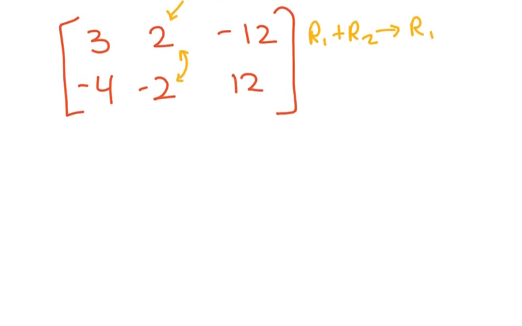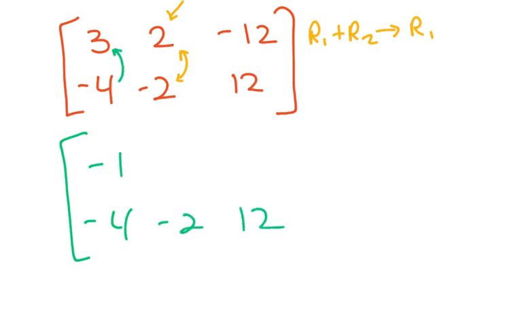So I'm not doing anything to row 2. I'm leaving it the same, so I'm just going to rewrite it. But I'm going to do negative 4 plus 3, negative 2 plus 2, 12, and negative 12.